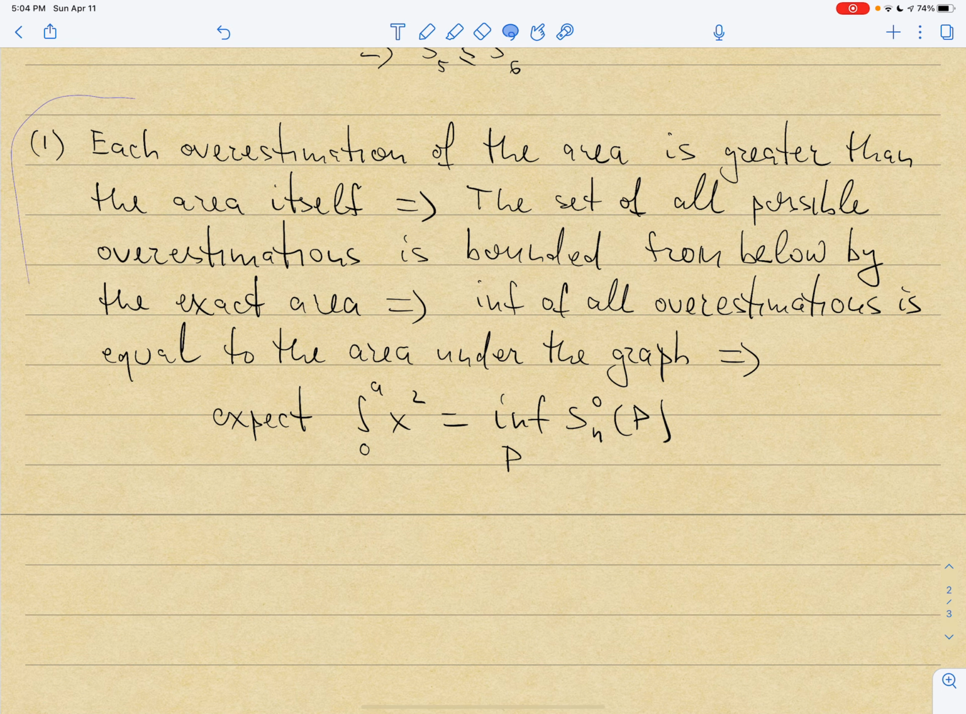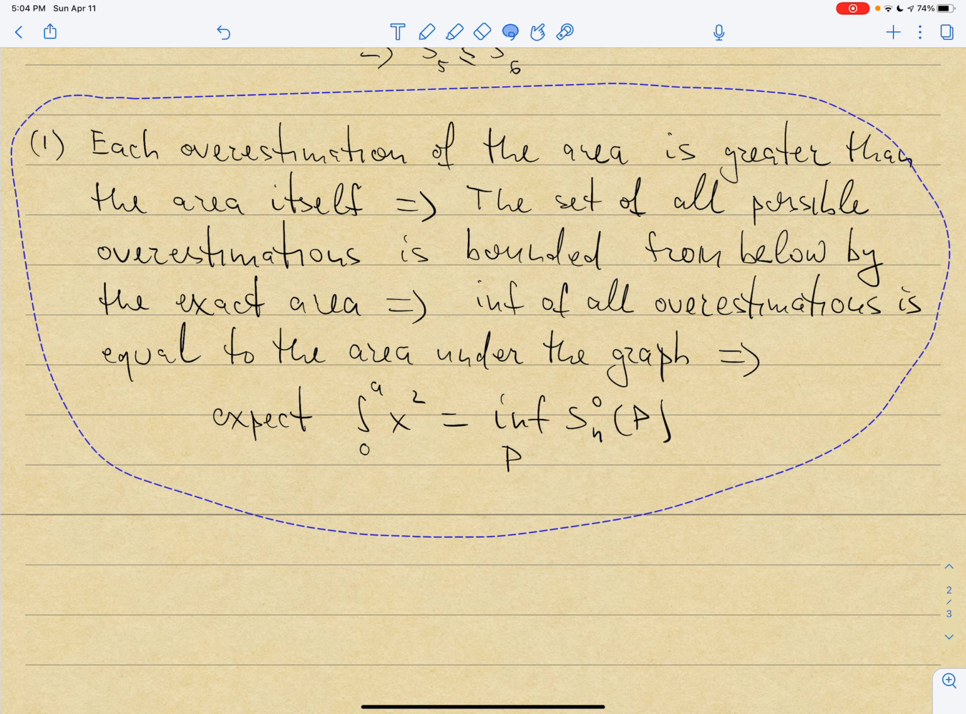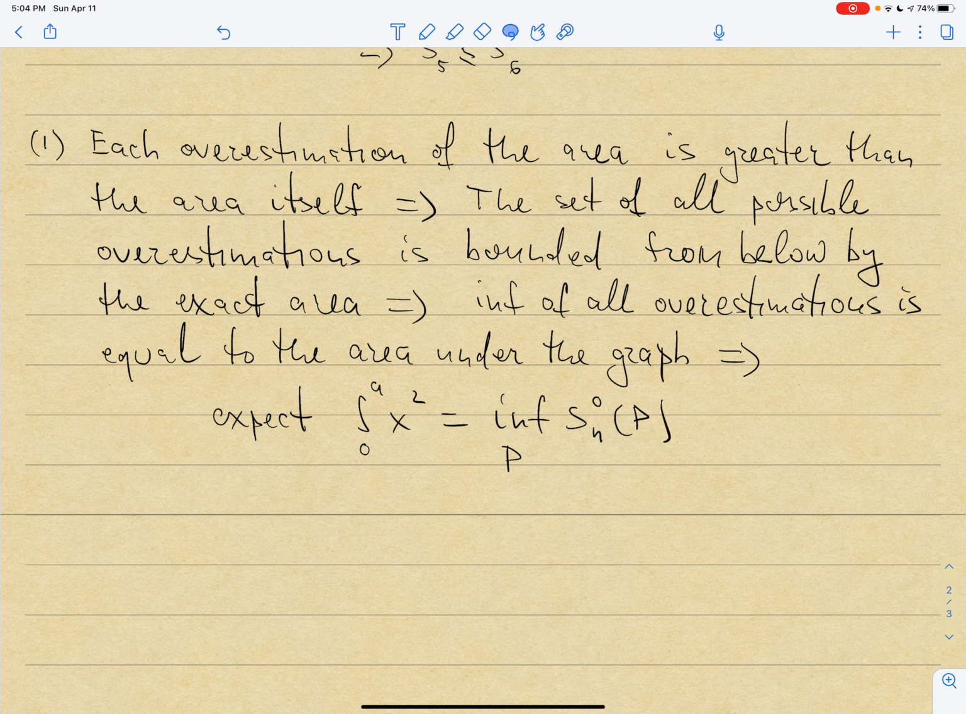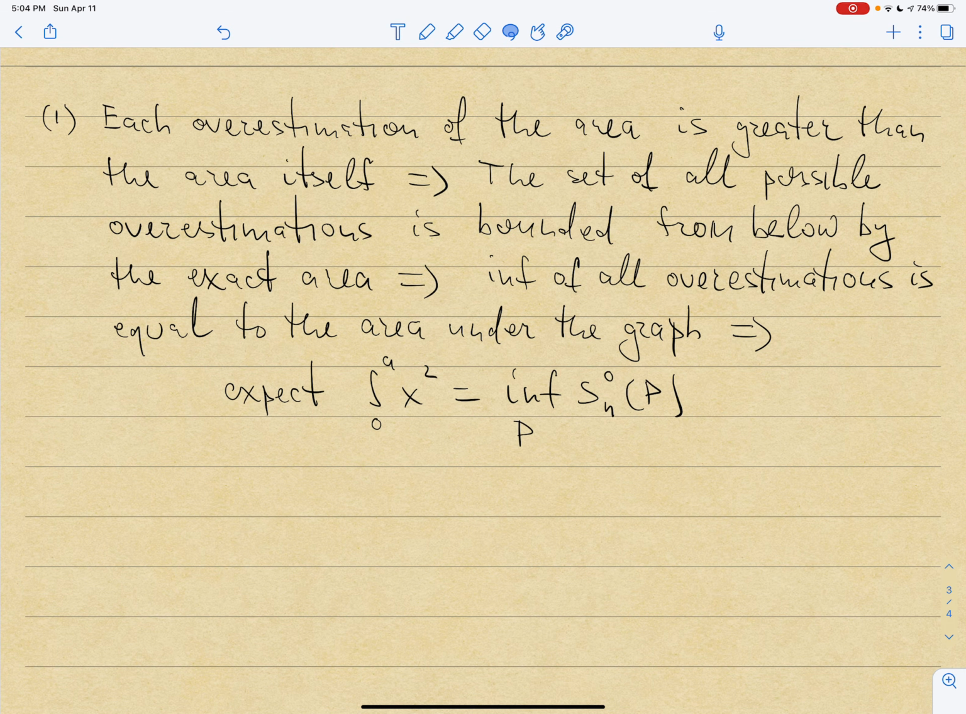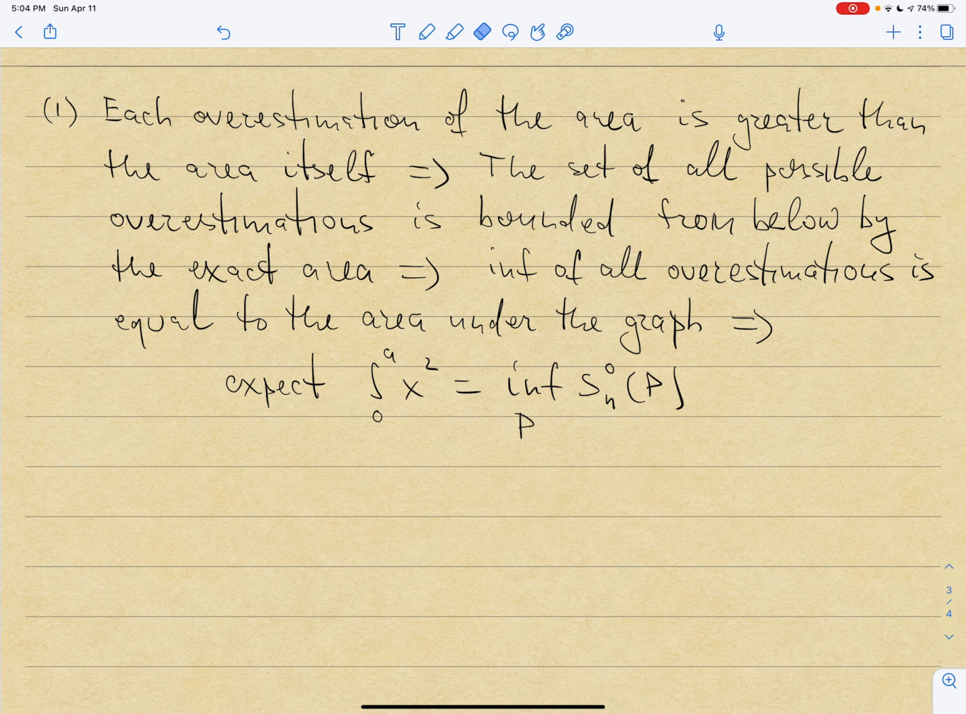I can make a similar statement. Now, this is not a proof of anything. I'm simply trying to reason that I can possibly use this approach to deal with the definition of the integral. So what about underestimations? Each underestimation of the area is going to be what? Smaller than the actual area of the graph.